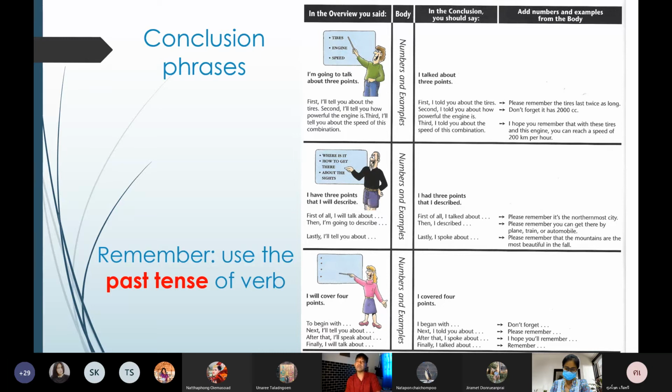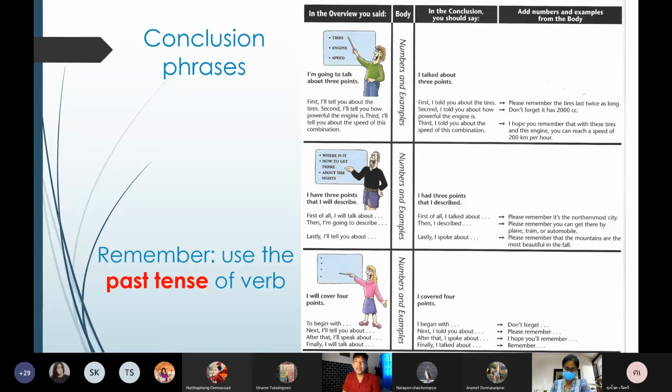I talked about 3 points. Then you do it again like in the introduction. First, I told you. So I told, not I will tell, I told. So past tense. I told you about the tires. Then add numbers and examples from the body. This one is the emphasis. What do you want your audience to remember from that point? For example, I will read for you. First, I told you about the tires. Please remember the tires last twice as long.